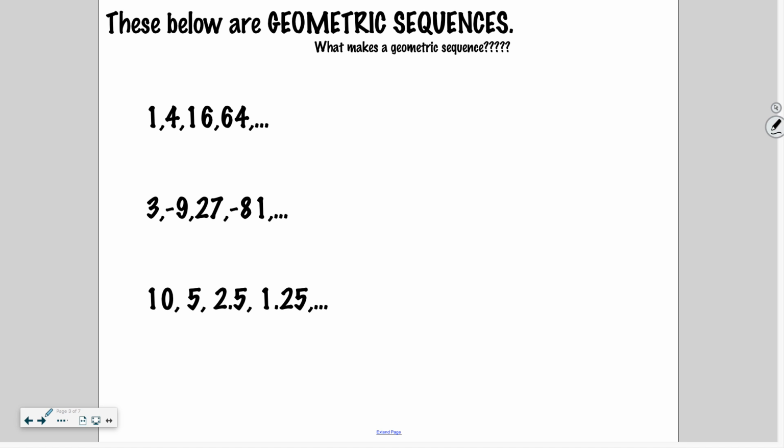So what's happening? To get from 1 to 4, yeah, it's plus 3. But from 4 to 16, is it plus 3? No. So that's not going to work for us. 1 to 4, we can also times 4. 4 to 16 times 4. 16 to 64, is times 4.